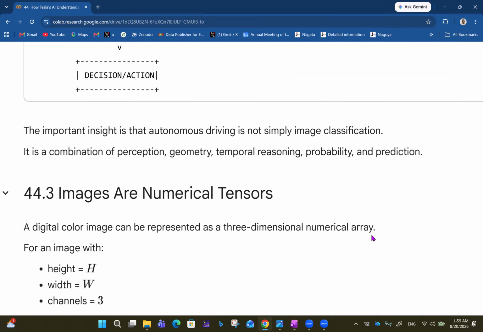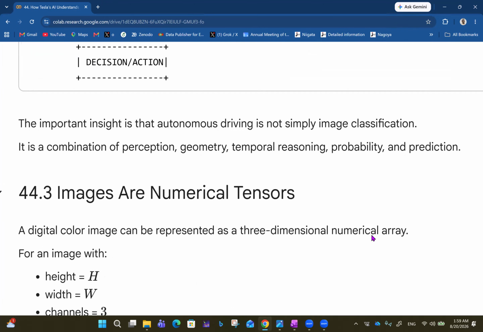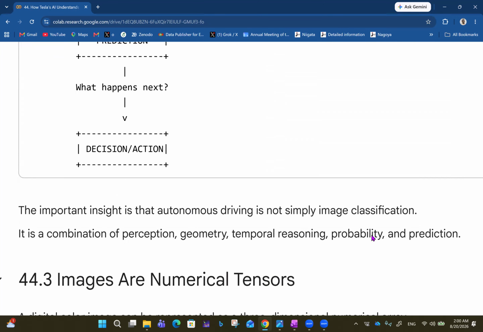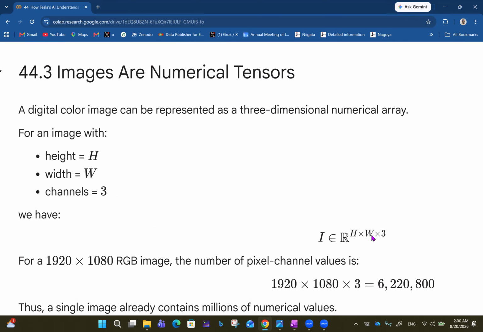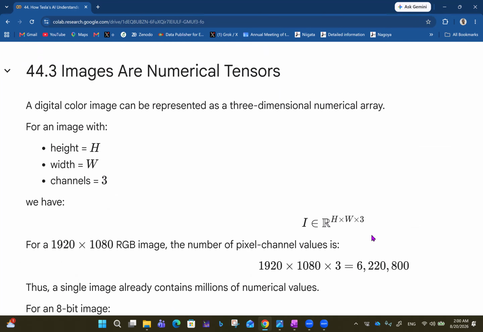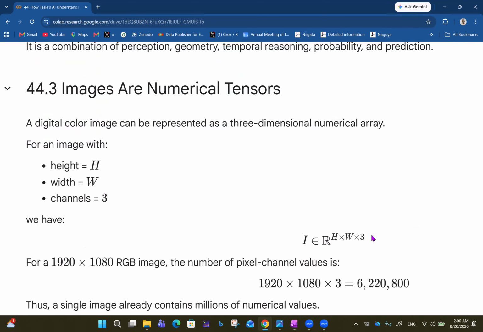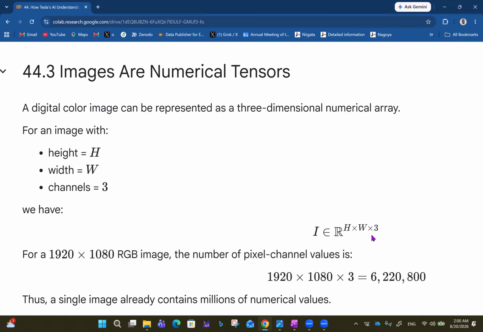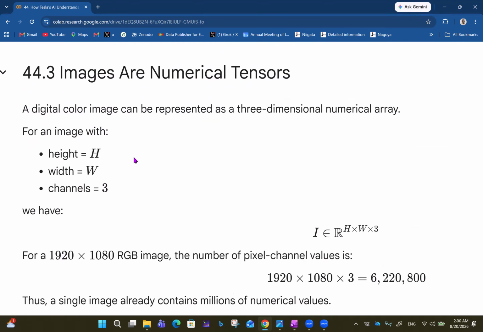The important insight is that autonomous driving is not simply image classification. It is a combination of perception, geometry, temporal reasoning, probability, and prediction. Images are numerical tensors, straight up. A digital color image can be represented as a three-dimensional numerical array, so for an image with height h, width w, and channels 3, that's three colors.